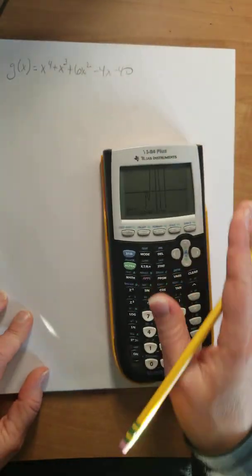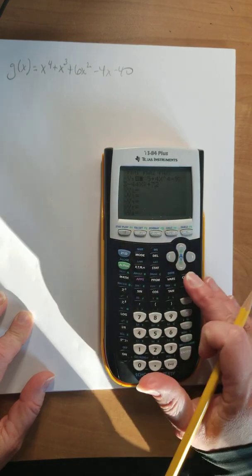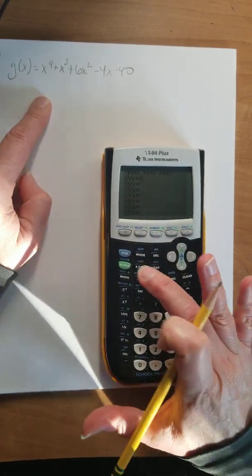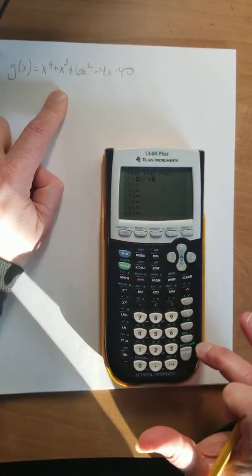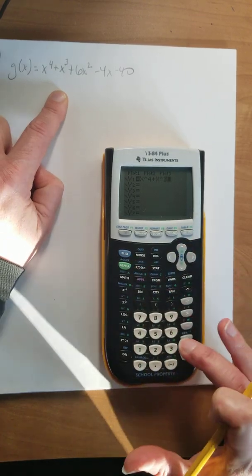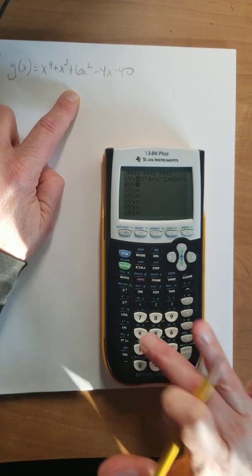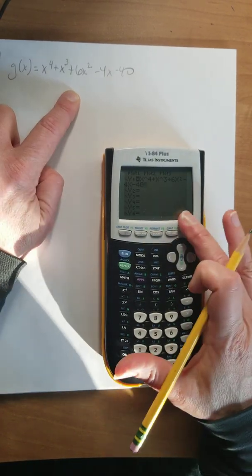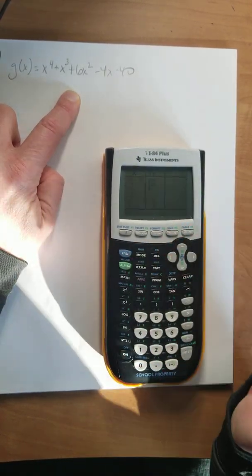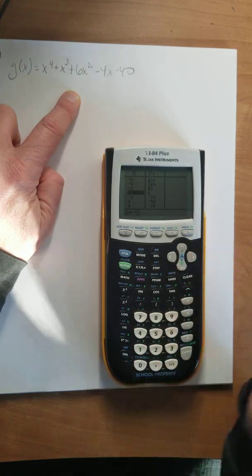So the first thing I'm going to do is get my calculator out. And here we go. I'm going to go with x to the 4th, and then plus x to the 3rd, plus 6x squared, minus 4x, and then minus 40. All right. I am just going to look at this and label my zeros. It looks like I have one at negative 2.